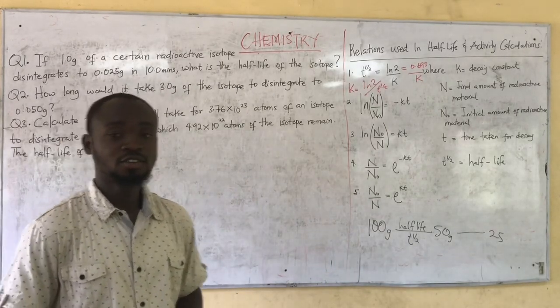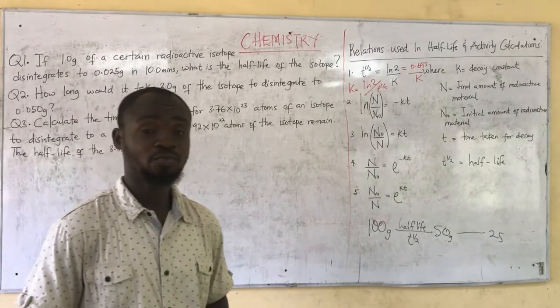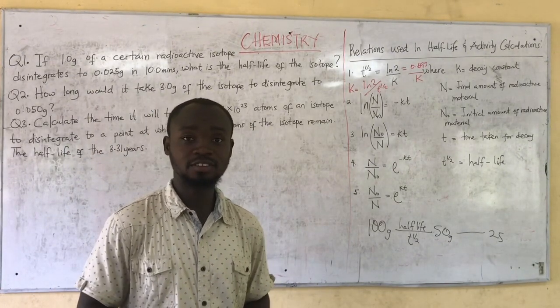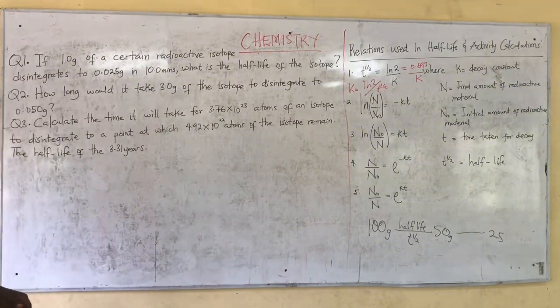Alright, so in this lesson we are going to look at some questions on half-life or activity and the best relation to use and the calculations involved as well. Is that okay? So I have 3 sample questions here.